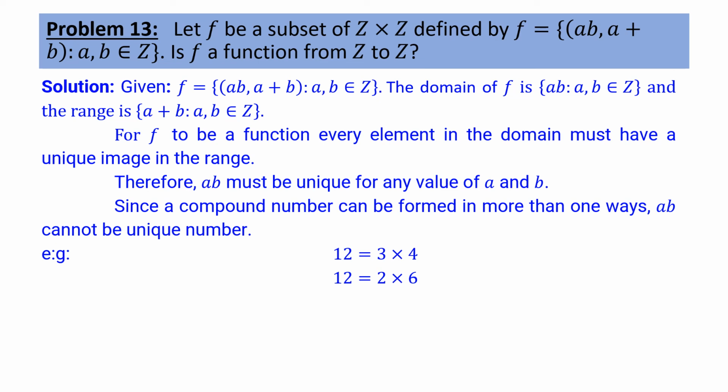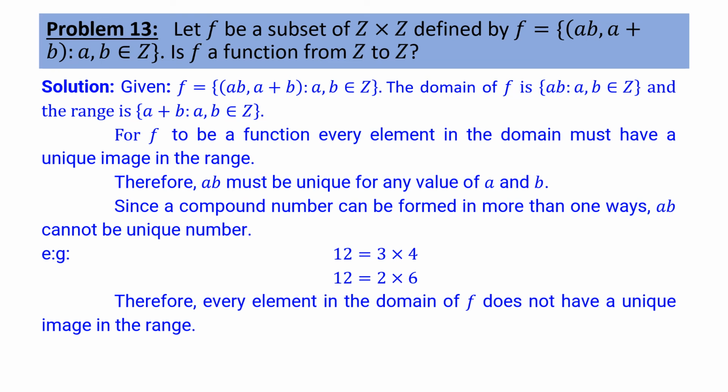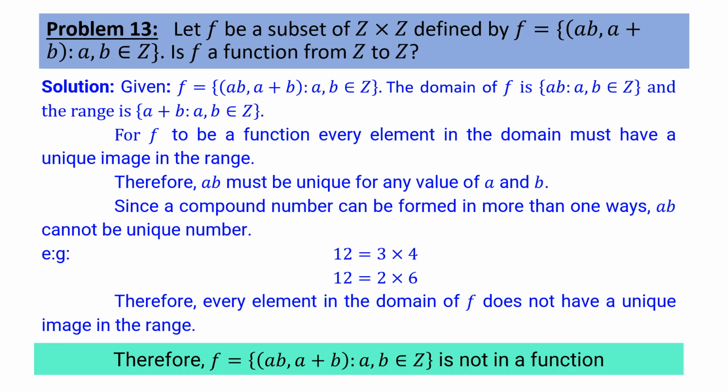Therefore, the image of 12 in the range will be 3 plus 4 equals to 7 and 2 plus 6 equals to 8. This means that 12 does not have a unique image in the range. Therefore, every element in the domain of f does not have a unique image in the range. Therefore, f equals to (ab, a plus b), where a and b are integers, is not a function.